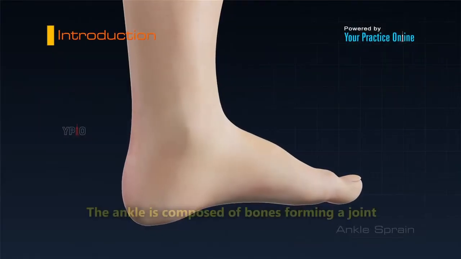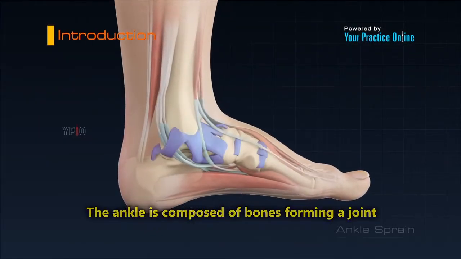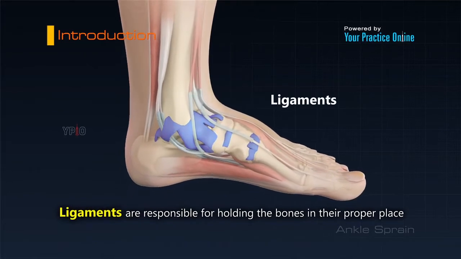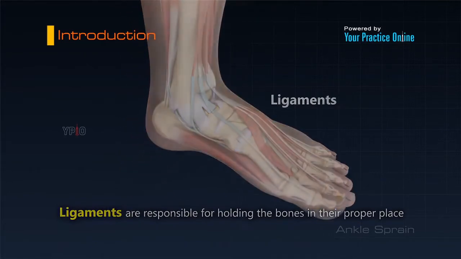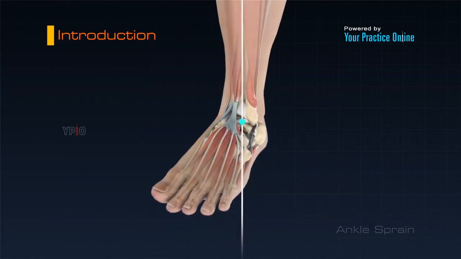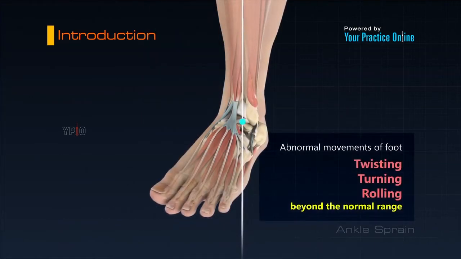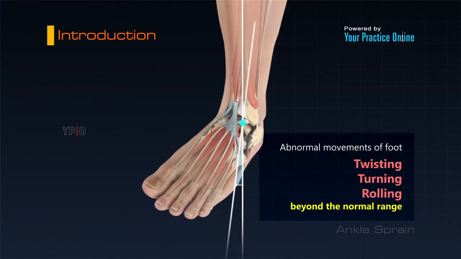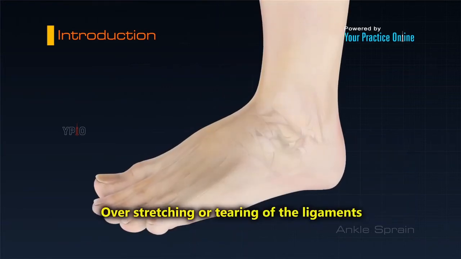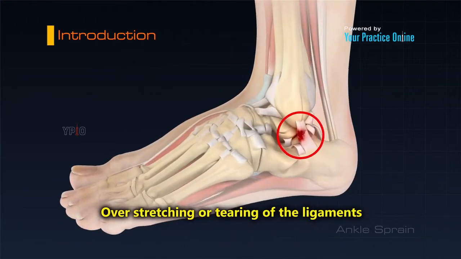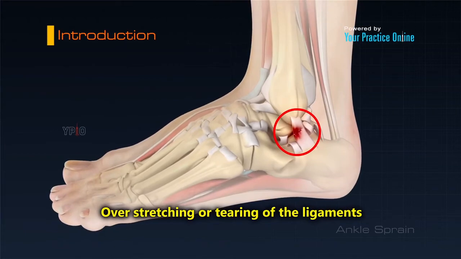The ankle is composed of bones forming a joint, and ligaments are the elastic structures which are responsible for holding these bones in their proper place. Ligaments and other soft tissues function to prevent abnormal movement such as twisting, turning, and rolling of the foot beyond the normal range. Ankle sprains are a common injury that occur from overstretching or tearing of the ligaments that support the ankle.